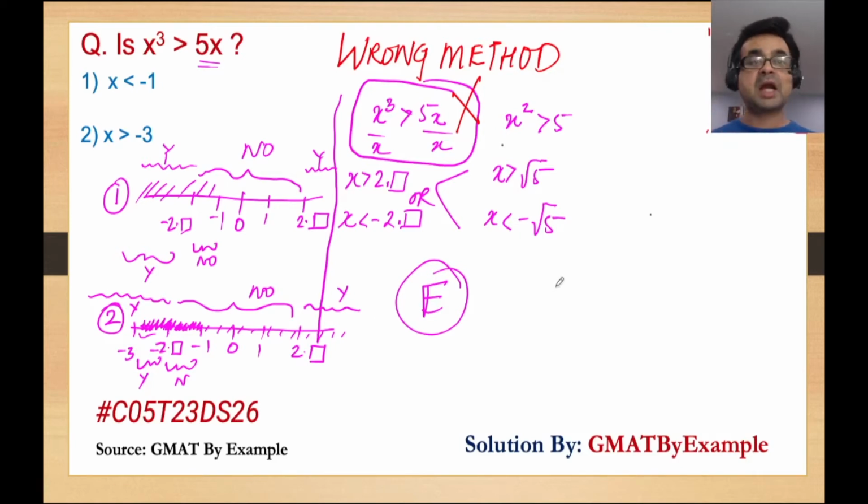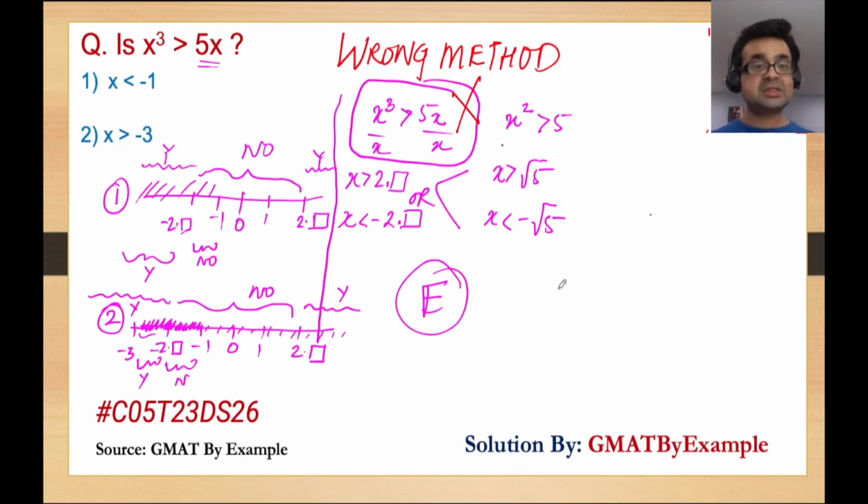The question is asking, is x cubed greater than 5x? It has not given you anything about x. So x could be 0, for example. If x were 0, then x cubed will not be greater than 5x. It would actually be equal. Also, when x is 0, you cannot cross multiply across even an equality, let alone an inequality.